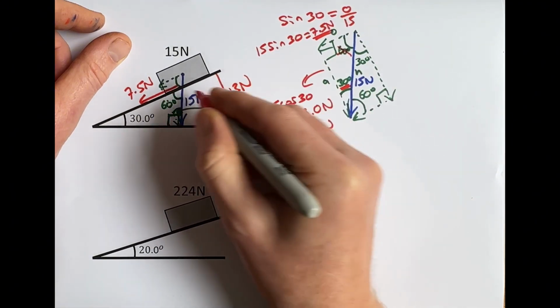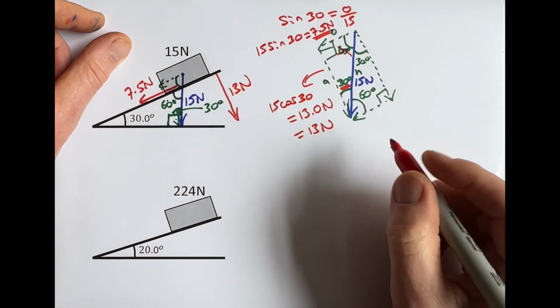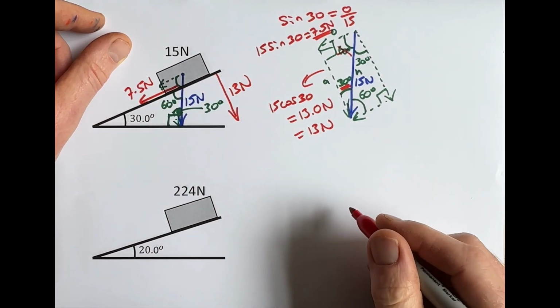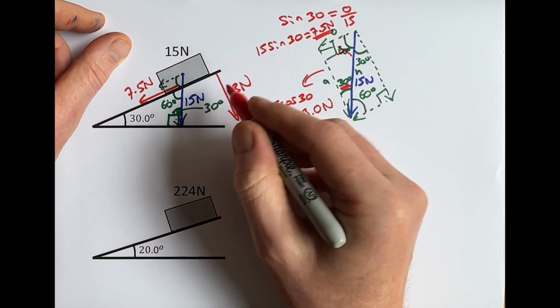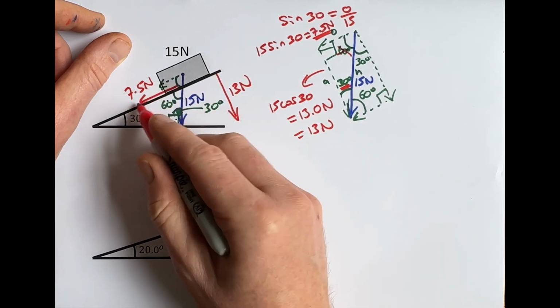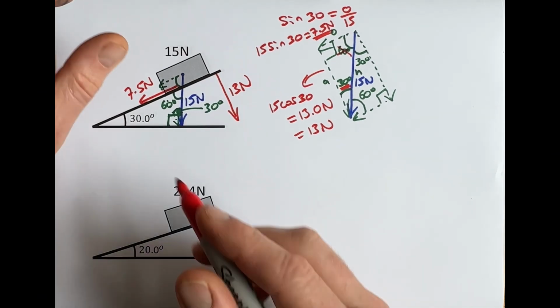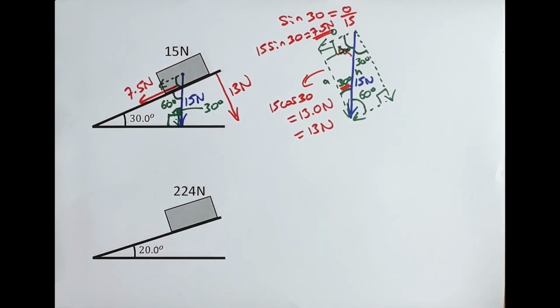Obviously, those arrows aren't correct because they're not the right length to represent the magnitude of the vector, but I'm just showing you that we've now worked out the component of this weight that's perpendicular to the slope and the component of this weight that is parallel to the slope. Okay, so onto this one now, same idea. So we'll look at this one now.